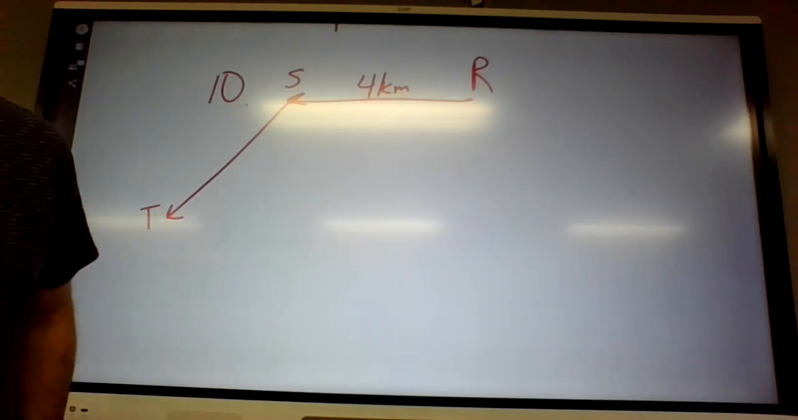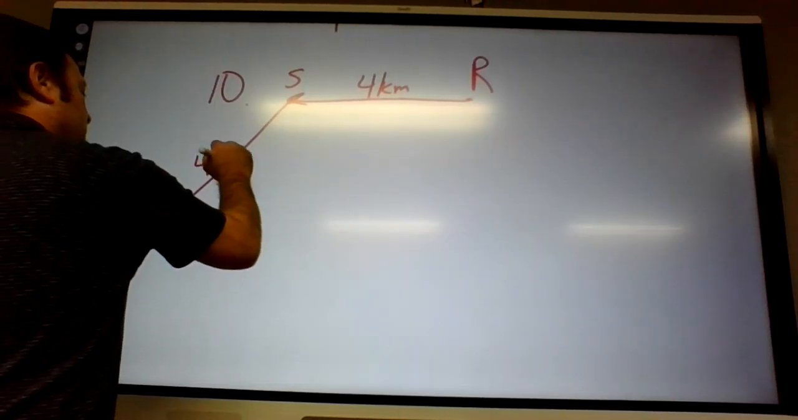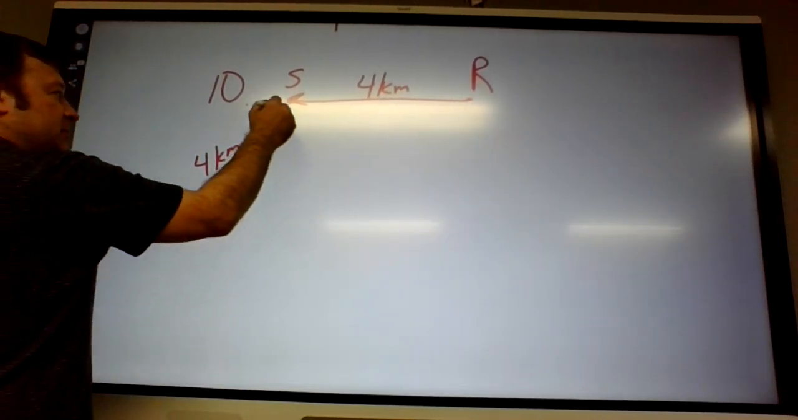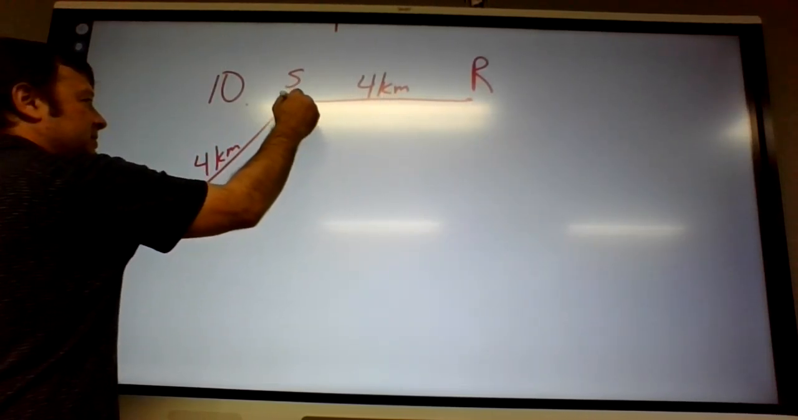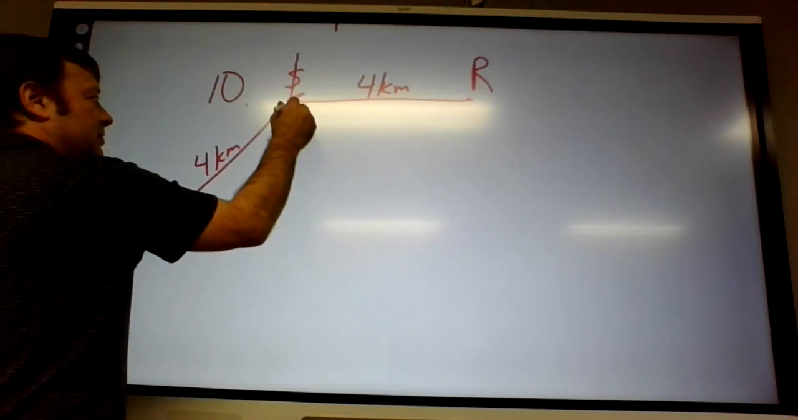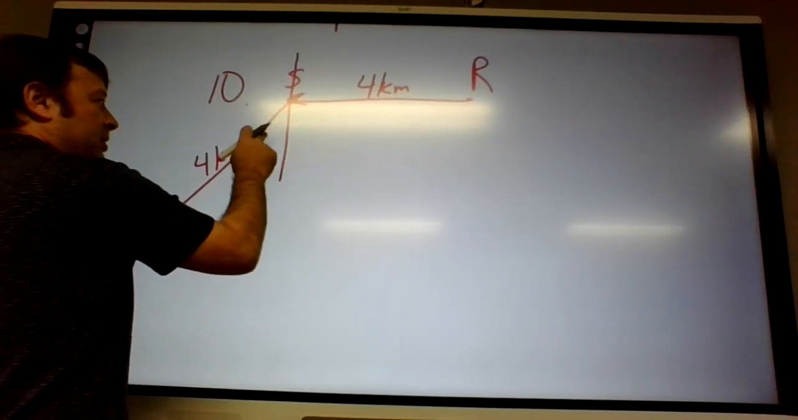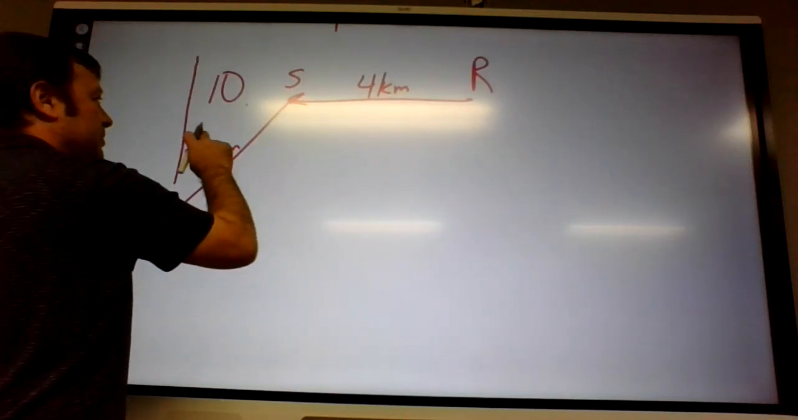Wait, did it say how far? Point T is 4 kilometers, another 4. Okay, you guys know what this angle right here is going to be. Would it be 180 plus 45? Yeah. Well, that would be this, but I'm more interested in this 120 angle.